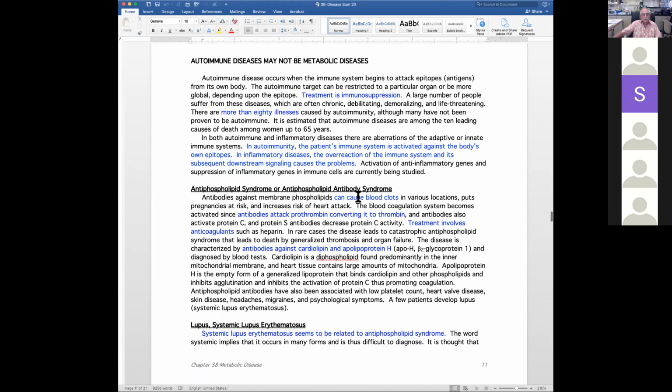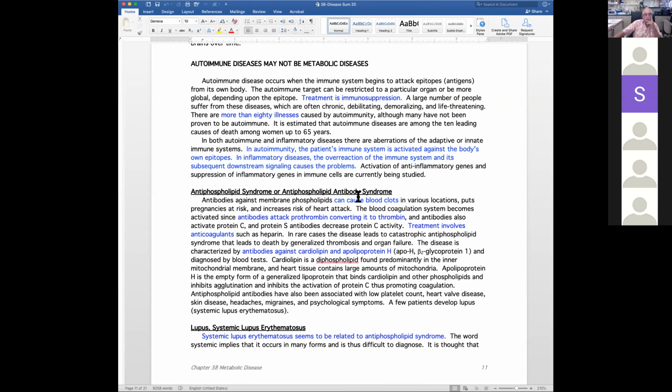Then we talked about autoimmune diseases. They may not be exactly metabolic diseases, but most diseases have several different, what's the word for it? Causes or multiplying effects. So antiphospholipid syndrome. So you think, oh, it's simply an autoimmune disease, but okay, yes it is. But why would their antibodies attack, say, prothrombin? Something has gone wrong in that system.